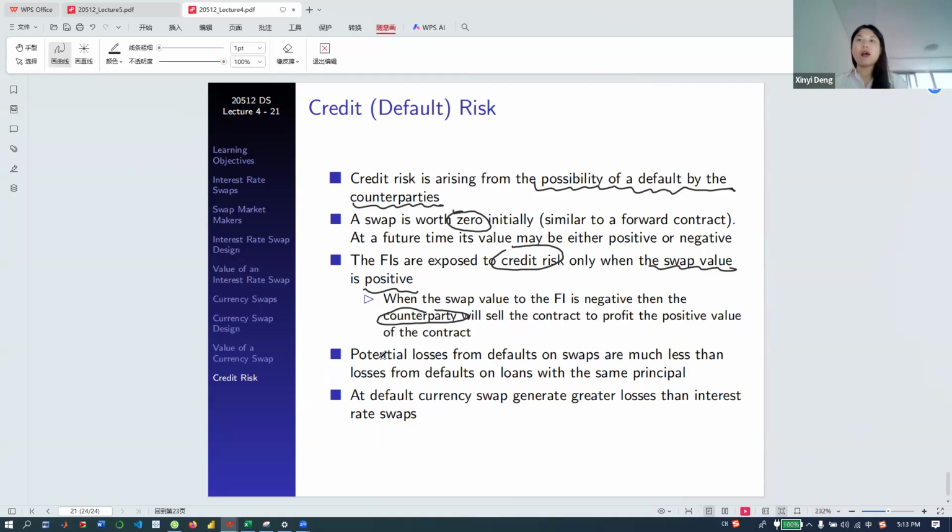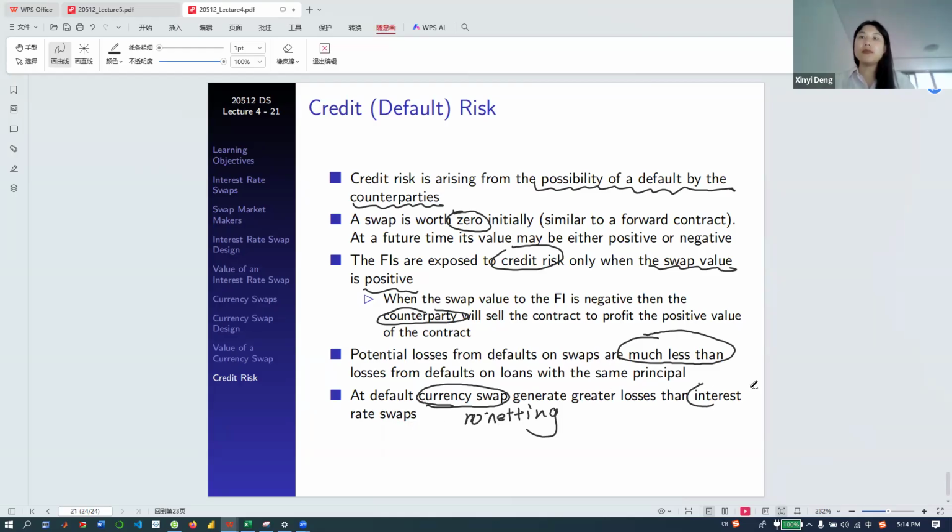Then for the potential losses from the defaults on swaps, by the design of the swap contract, those losses should be much less than the losses from the defaults on loans with the same principal. And furthermore, remember that for currency swaps, there's no netting, and for interest rate swaps, there is netting.